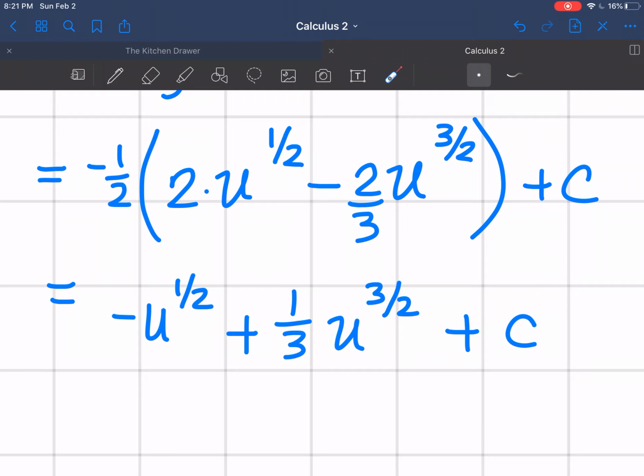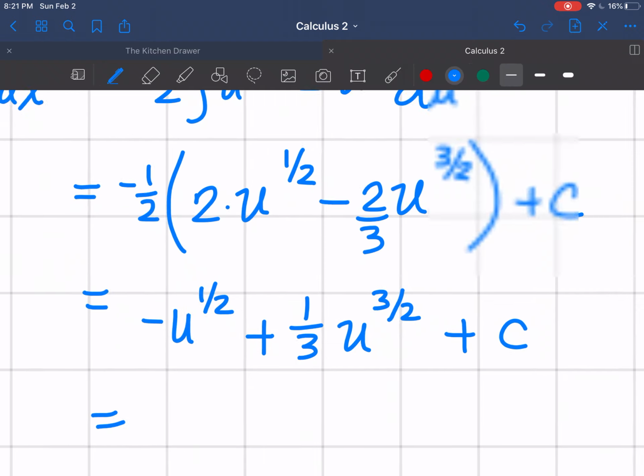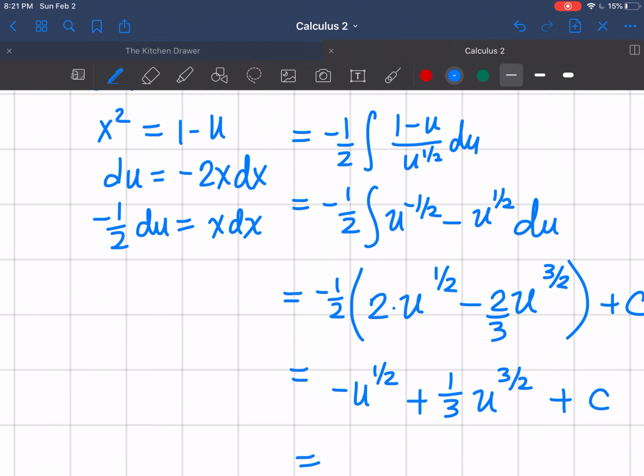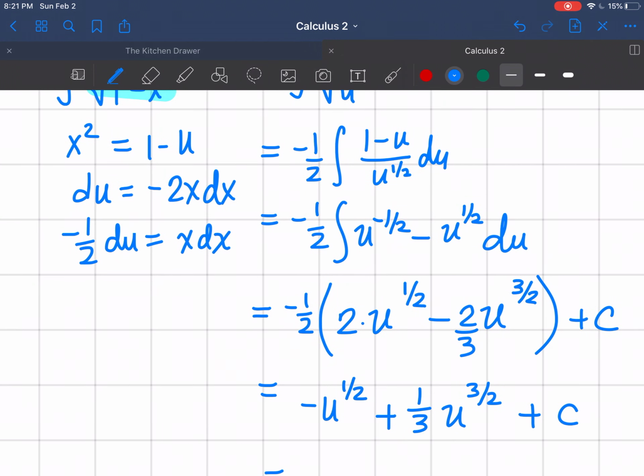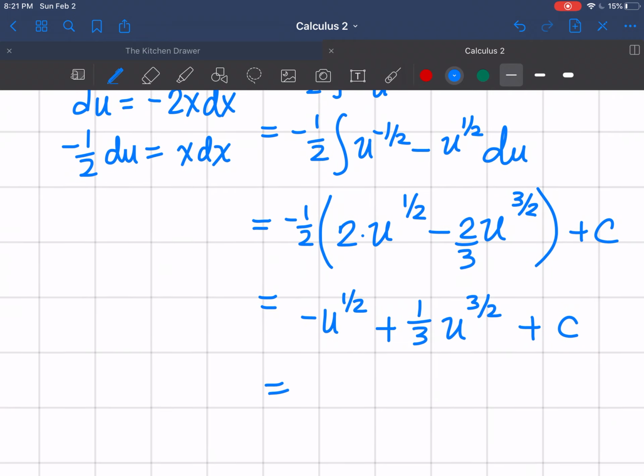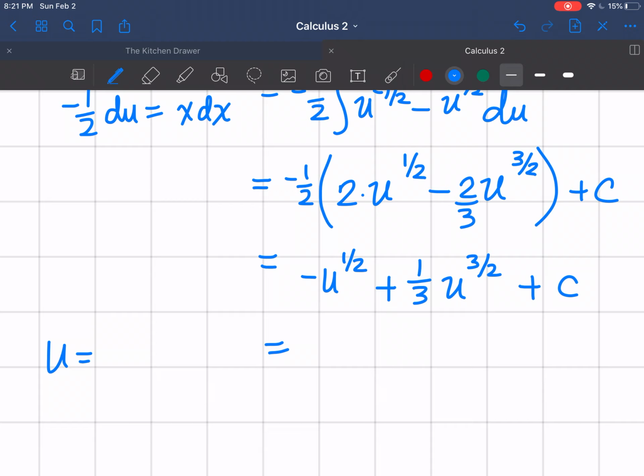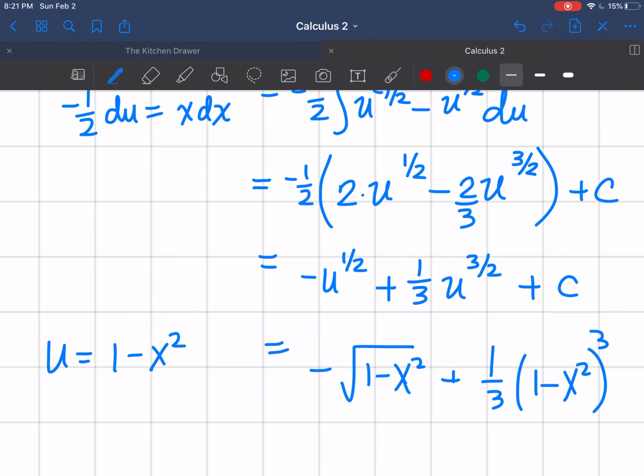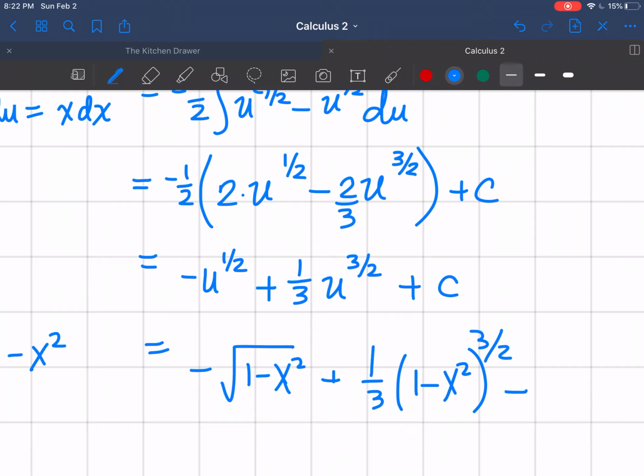And then finally, resubstitute. Notice here, our u is 1 minus x squared. So we're just going to replace the u's here and here with 1 minus x squared. And so we're going to have negative square root of 1 minus x squared plus 1/3 times 1 minus x squared to the 3/2 plus c, and we're done.